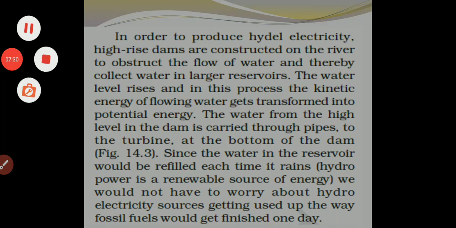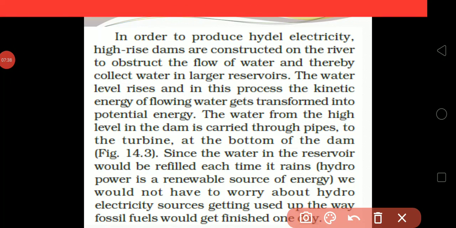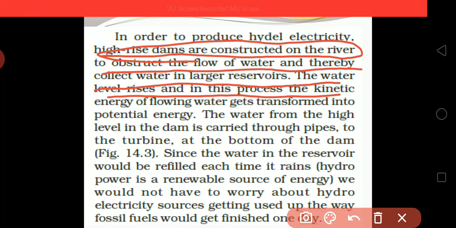In order to produce hydroelectricity, high-rise dams are constructed on rivers. Because of this, the falling water generates energy, and that energy gets converted to electrical energy. The dams obstruct the flow of water and collect it in a larger reservoir, and the water level rises. In this process, the kinetic energy of flowing water is transformed into potential energy.